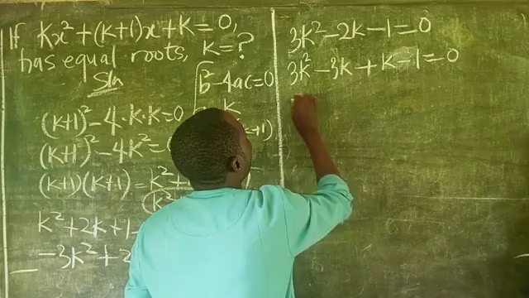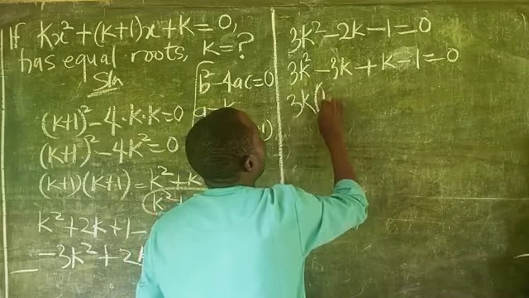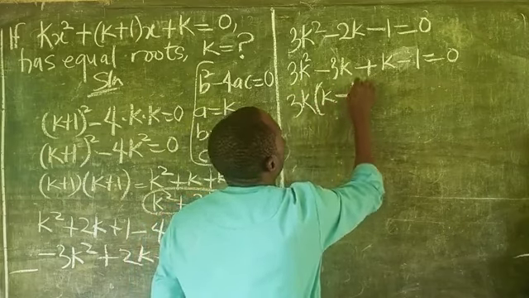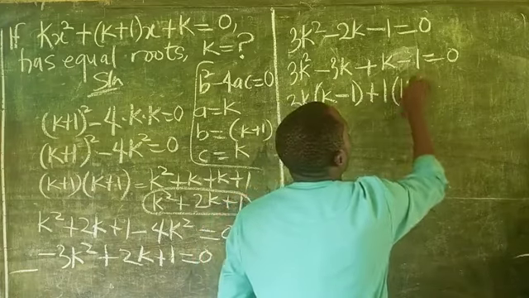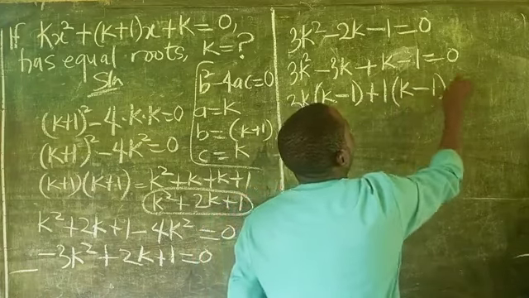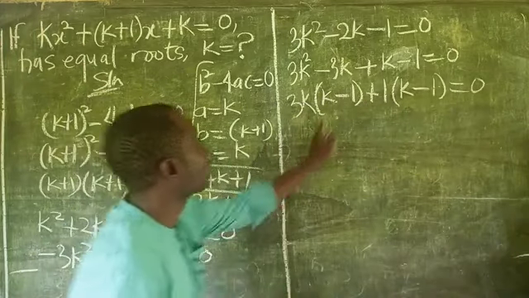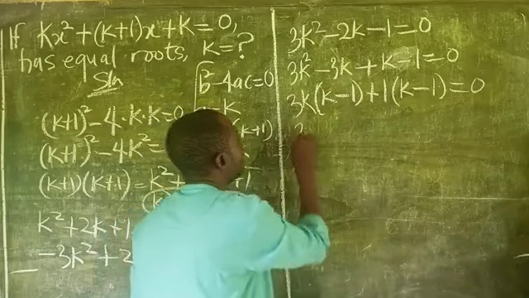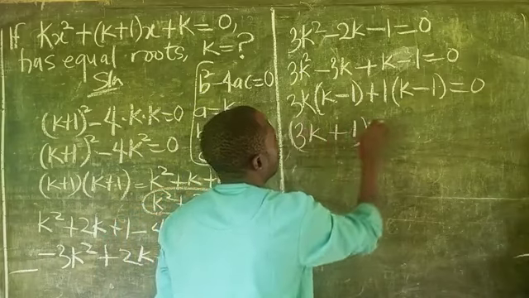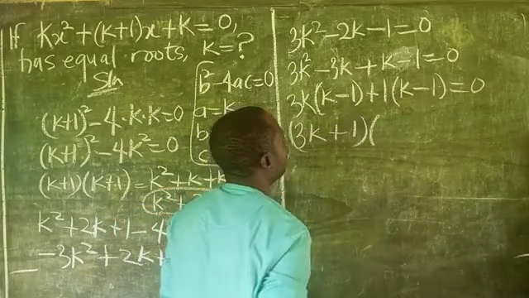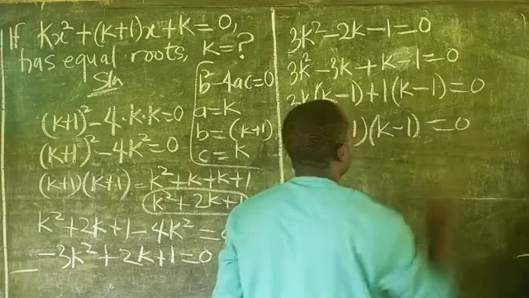So what is common? We have 3k. Bring out 3k, we are left with k minus 1. Plus, what is common? We have 1. Bring out 1 with k minus 1 equal to 0. Yes, this is fine. So since we have this, we can say (3k plus 1), and the bracket is the same, (k minus 1) is equal to 0.